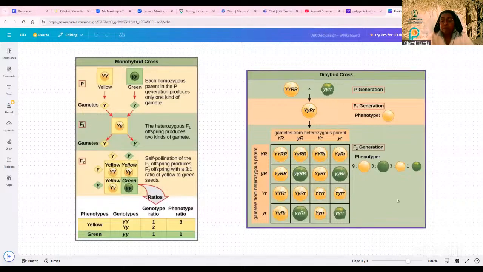So our probability changes from when we're just looking at two traits. When we're looking at one trait, the monohybrid, and then we start looking at two, it's going to change again when we start looking at three.